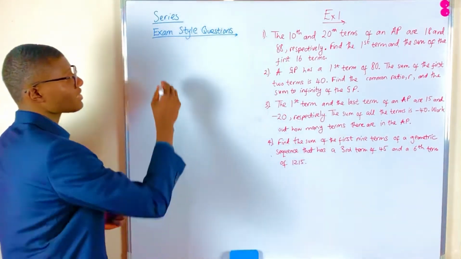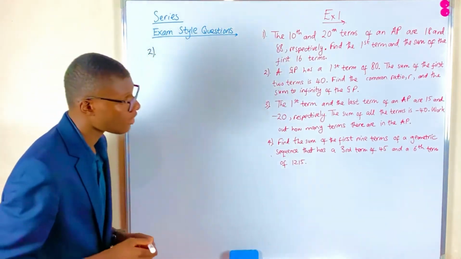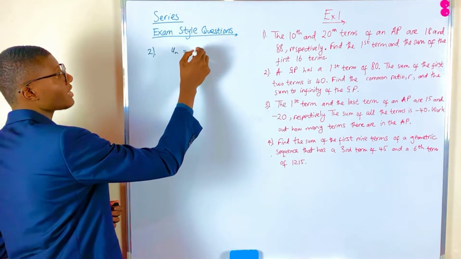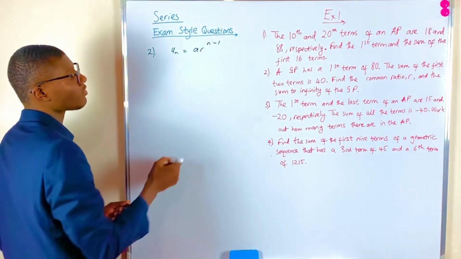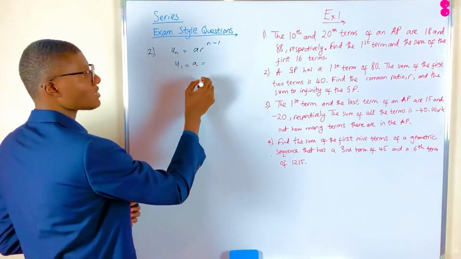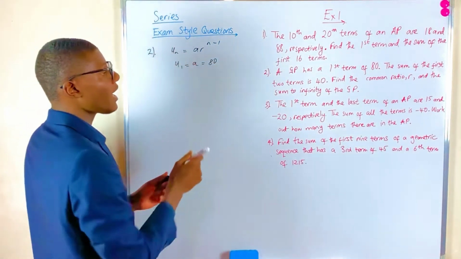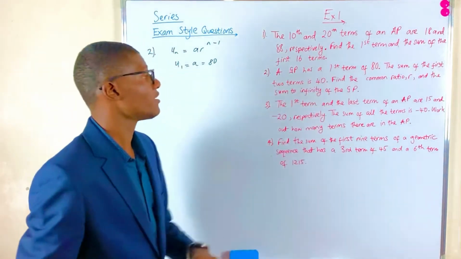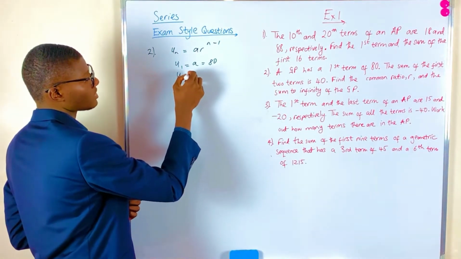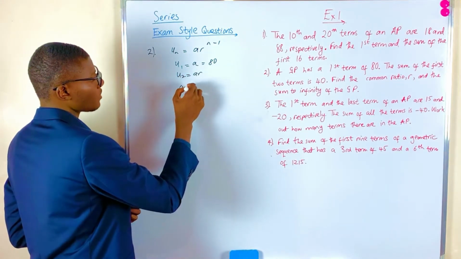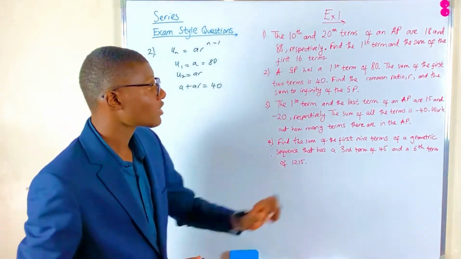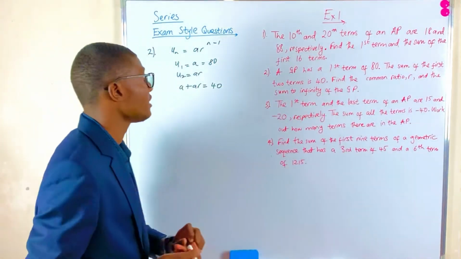A GP has a first term of 80. For a GP, we know that the nth term is given by ar to the power of n minus 1. So u1, which is the first term a, is equal to 80. And the sum of the first two terms is 40. The second term will be ar, so a plus ar is equal to 40. And now we're asked to find the common ratio and the sum to infinity of the GP.